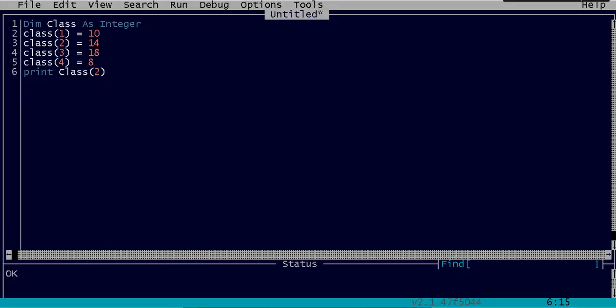Welcome to QBasic Programming Lesson 15. Lesson 15 is talking about CLS.